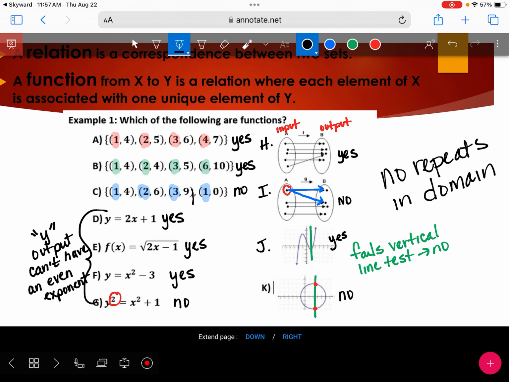All right. So that's the first thing in this first chapter: you have to be able to tell me if it is a function, and it could be given to you as a graph, an equation, a map, or a set of ordered pairs.